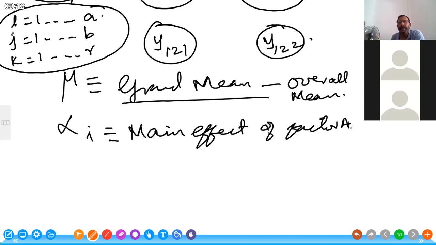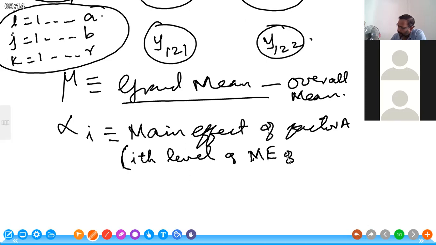Right. So that is reflecting the main effect of factor A. So if you say, for example, alpha 1, we could say, if you want to say in a better form, ith level of main effect of factor A, if you want to tell more precisely. Even main effect of factor A is fine.